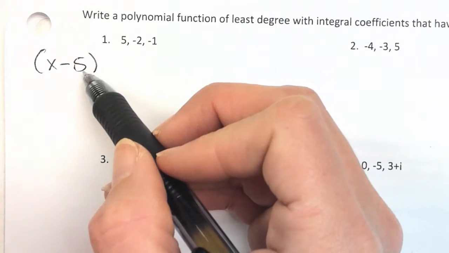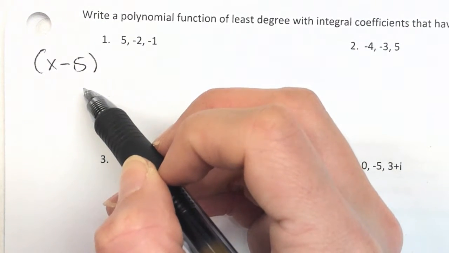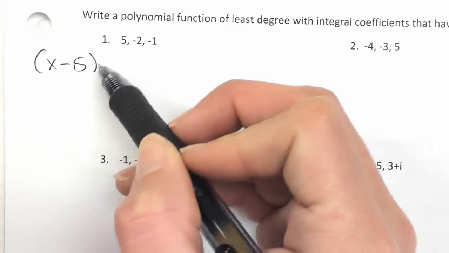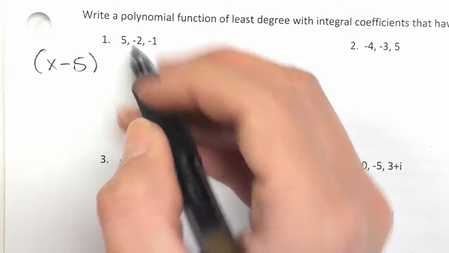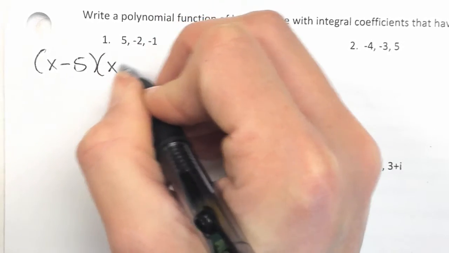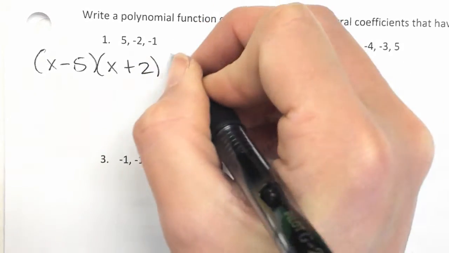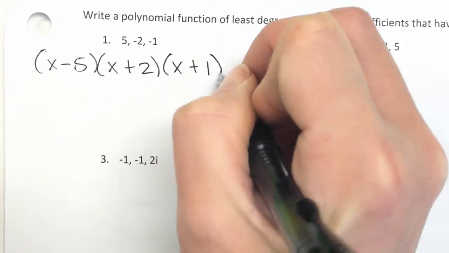Because if we were to set x minus 5 to 0, we would get what? 5. Everybody see that? So how would we write negative 2 as a binomial? Good. And negative 1 as a binomial? Good. You just changed the signs. Everybody see that?